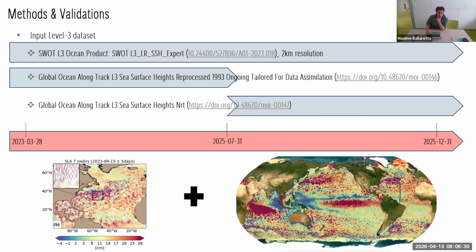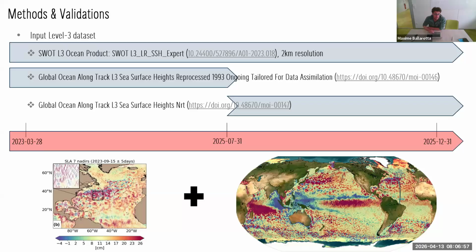For the level 4 product that has been produced recently, we use as input the level 3 dataset, the V3 from SWOT at 2 kilometer resolution. And we also combine it with the along-track level 3 dataset that is available in Copernicus Marine. The time frame covers the SWOT period till the end of 2025.